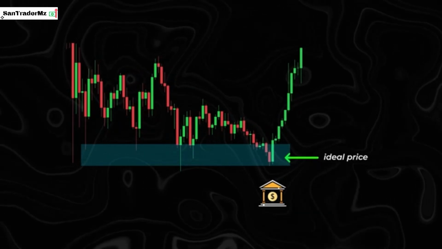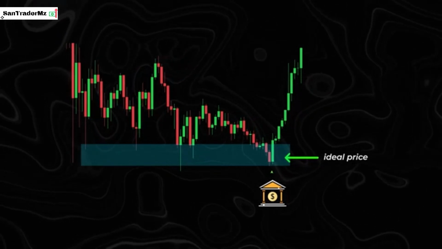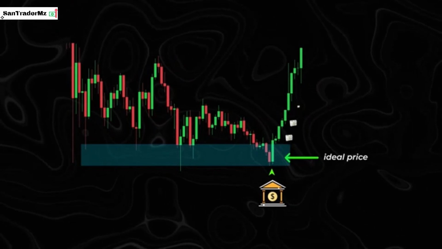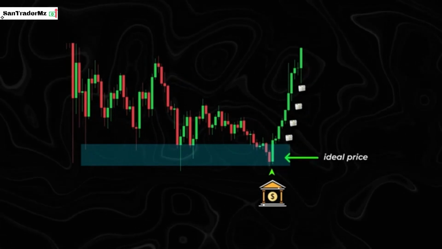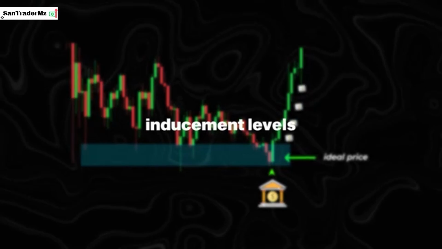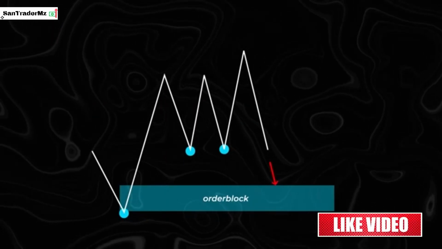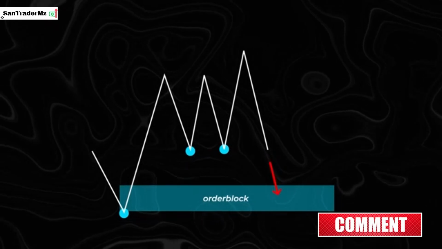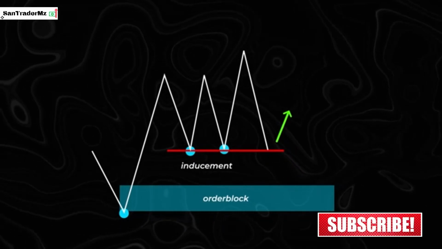Unlike retail traders who can enter positions easily, smart money couldn't enter positions that easily, as their large orders would push the price up, causing their average entry price to be higher. So, in order to enter at a lower price, they use inducement levels. After entering the market and forming an order block, they push the price back down to that order block by trapping traders who bought at inducement levels expecting a bounce.